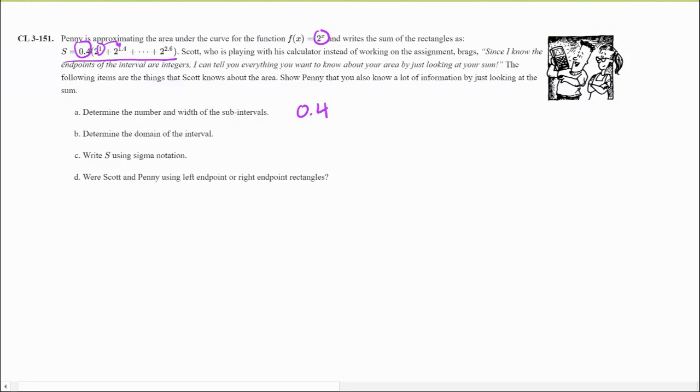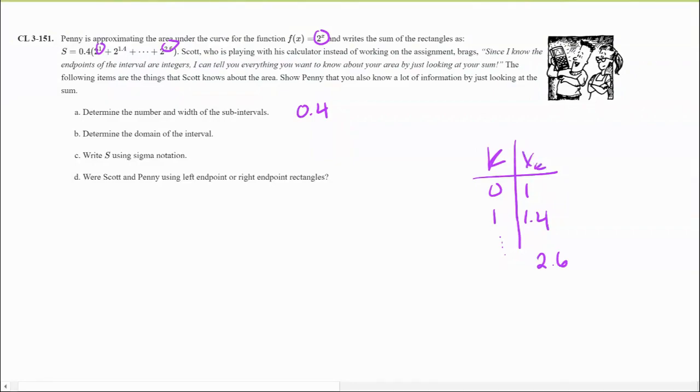The number of them takes a little bit more work. I'm going to deal with that in just a second here. But to determine the domain of the interval, when I'm looking at the interval itself, it's going from 1 to 2.6, right? So really what I should see here is that, let's say that we start at k equals 0. When I plug in 0, I'm going to get 1. When I plug in 1, I'm going to get 1.4. I'm going to plug in a bunch of numbers and get to 2.6.